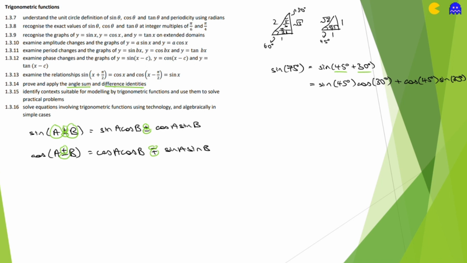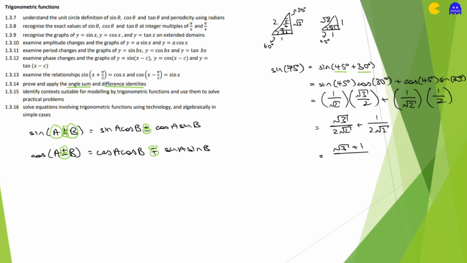And so as a result, if we evaluate this, we can see that is equal to 1 over root 2 times root 3 over 2, plus cos of 45 degrees, which is 1 over root 2 based on our special triangle, times 1/2, which is sine 30 degrees. And so as a result, we end up with 3 on 2 root 2 plus 1 on 2 root 2, which is equal to (root 3 plus 1) over 2 root 2.